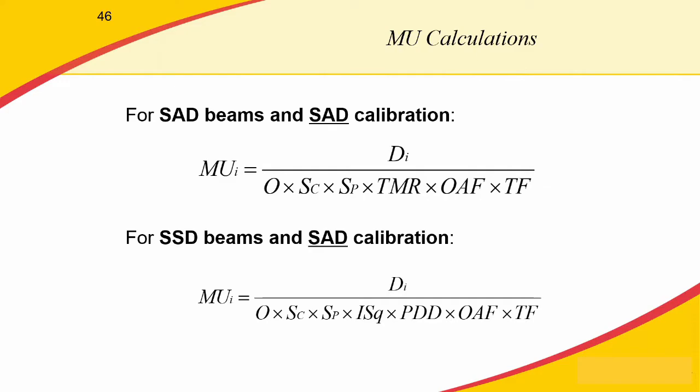So you can see for SAD beams with an SAD calibration, our depth dose factor in this case is TMR. However, if we were treating a patient with an SSD setup, but we did our calibration in an SAD setup, then we would have to use an inverse square factor times our PDD to be able to calculate our MUs.